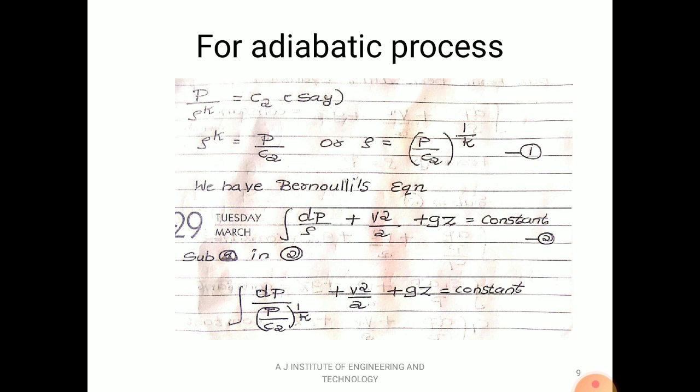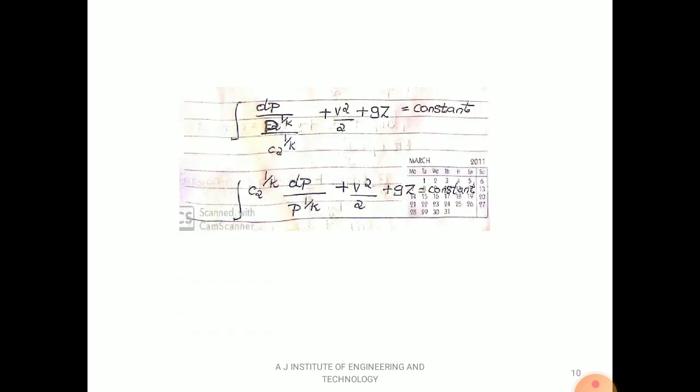But from Bernoulli's equation we have integration dP by rho plus V square by 2 plus Gz equal to constant. Take that expression as 2. Now substitute 1 in 2. In place of rho you can substitute P by C2 to the power 1 by K. So integration dP divided by P by C2 to the power 1 by K plus V squared by 2 plus Gz equal to constant. Now you can rearrange, or apply the power to the numerator and denominator term. So we get integration dP divided by P to the power 1 by K divided by C2 to the power 1 by K plus V square by 2 plus Gz equal to constant.